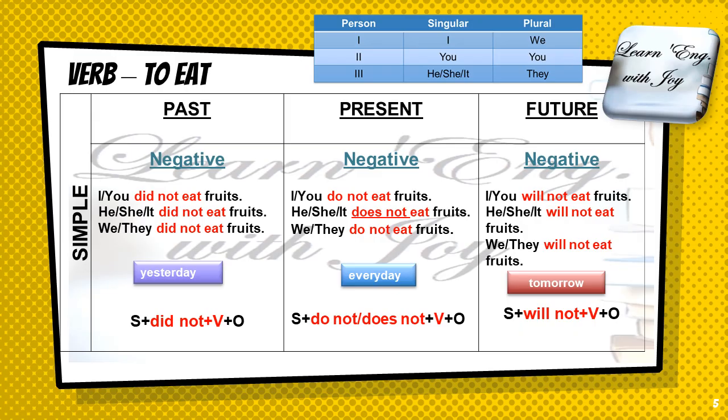Negative sentences conjugation for the simple future, and the word that we can use for showing the time reference is tomorrow. So I will not eat fruits, you will not eat fruits, he, she, it will not eat fruits, and so on. The syntax is subject plus will not plus verb plus object. So if you look at the previous slide and you pay attention, you will know that just the word not has been added here.